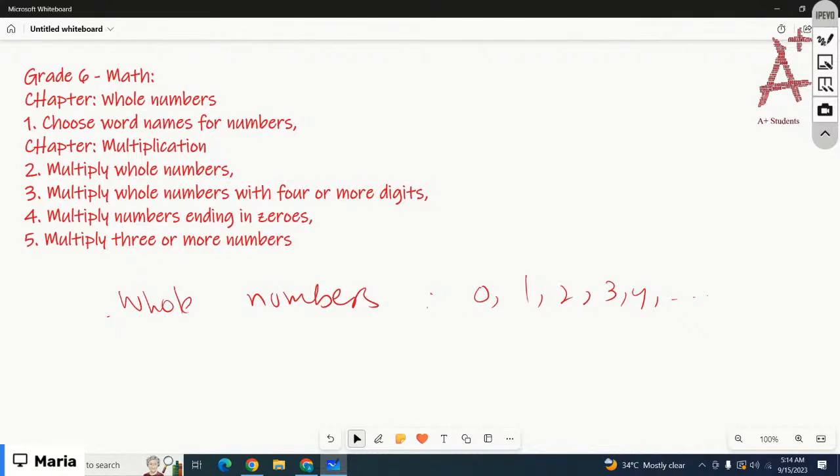Okay, so that does not include fractional or decimal parts, right? They are the complete numbers. They do not have a fractional part. Now let's see how we multiply them.